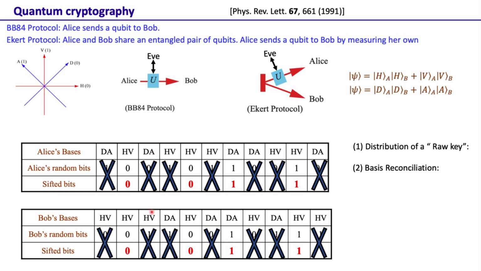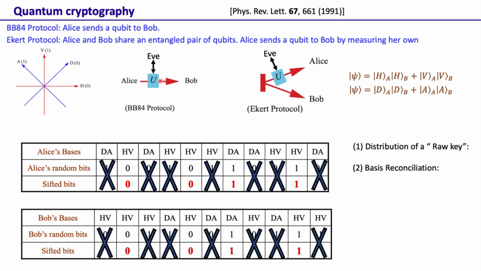But they will throw away everything, because they don't know in which instance it could be correlated, in which instance it is not. So at the end of basis reconciliation, basically Alice and Bob end up with a string of 0s and 1s that they know for sure are completely correlated. So that's called the sifted bits. So these were the random bits, and that's called the sifted bits 0, 0, 1, 1.